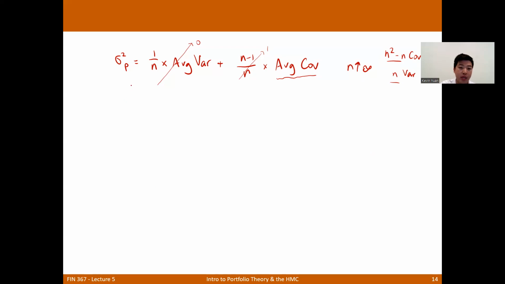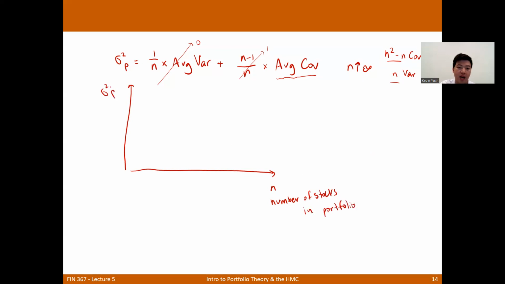Okay, and so we can just plot this out over here, right? Let's say this is n, which is the number of stocks in your portfolio. And this is the portfolio standard deviation, so that's what I'm plotting here. And you'll notice that as n gets bigger, you're going to asymptote down towards essentially the average covariance, right? And it's never going to be zero, because you're always going to have this covariance risk.